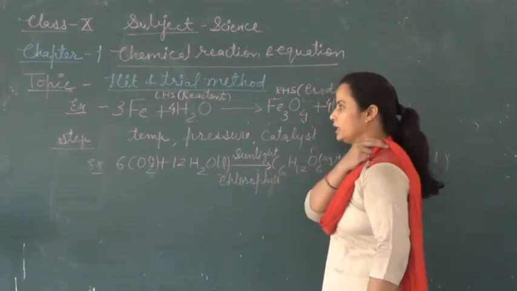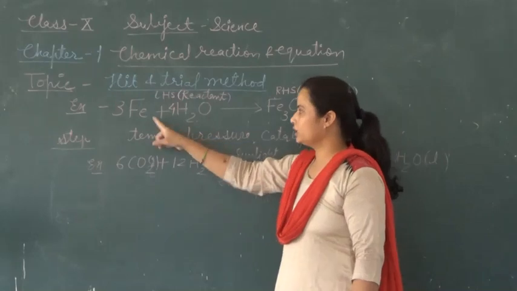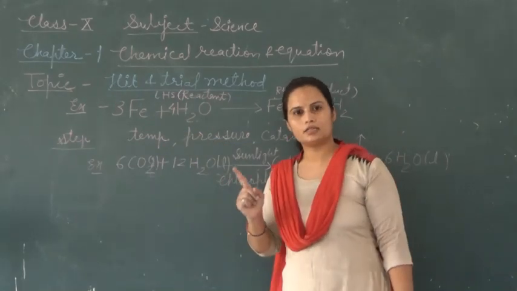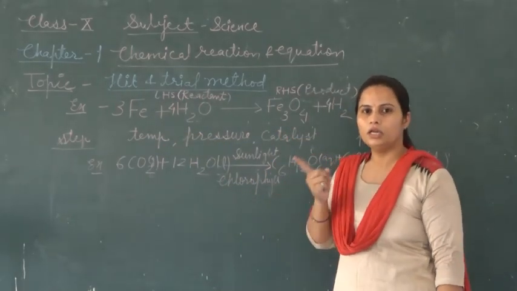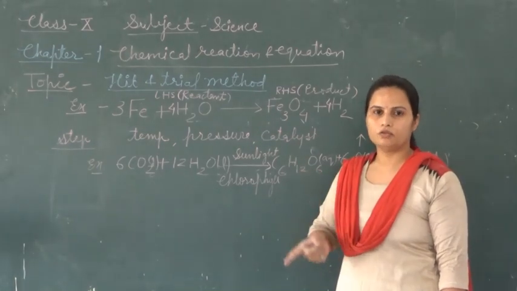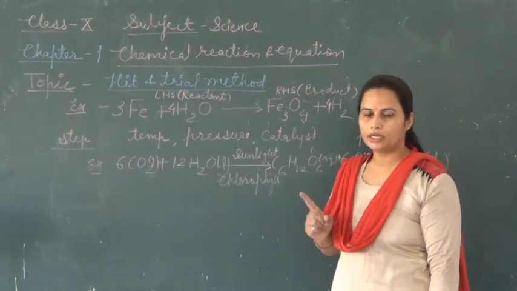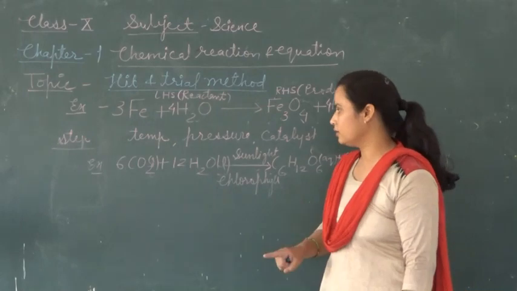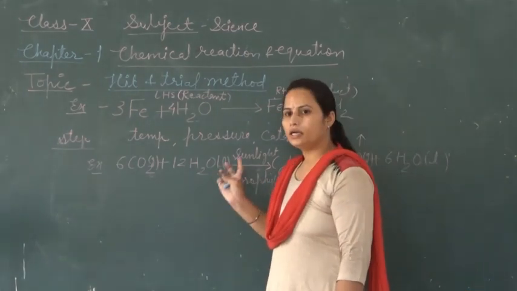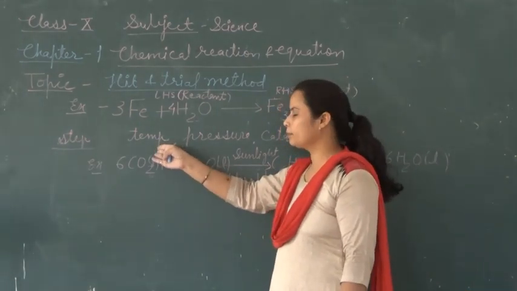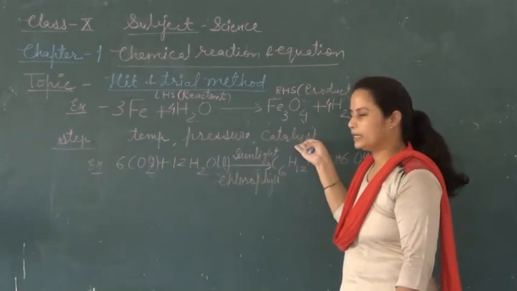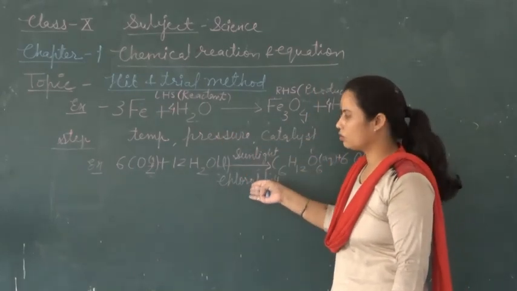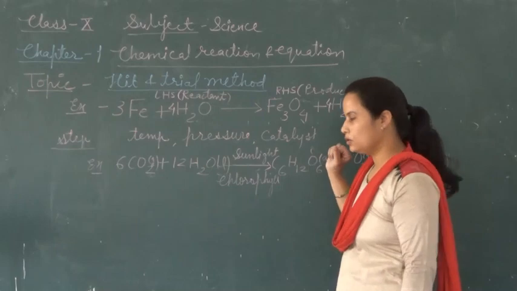So I told you that after writing the physical state, if any gas is evolved, mention the arrow above that compound. If it is a precipitate, we write a downward arrow. If it is PPT, an insoluble solid which settles down. And if it requires any condition, such as temperature, pressure, or any catalyst, we mention it above or below the arrow. One example also.